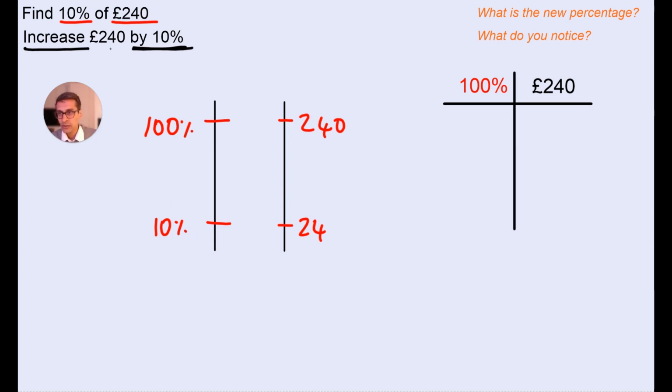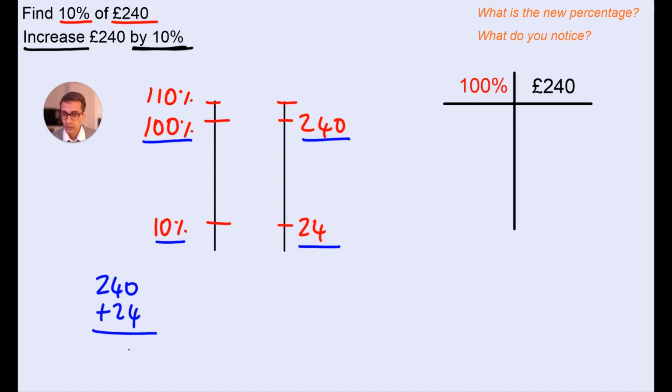Now it says increase 240 by 10%. That means you've got your original amount and you're adding 10% on. So you actually are getting 110%. That means we're going to add 100% and 10%. So 240 plus 24, you're going to get 264. So our answer is 264. And because it's currency, we have to put the pound sign, 264 pounds, 0 pence.